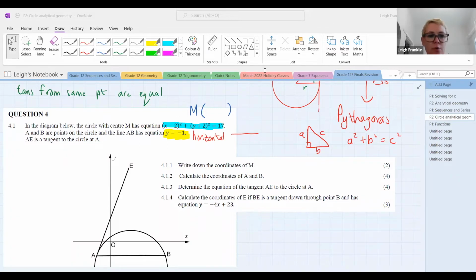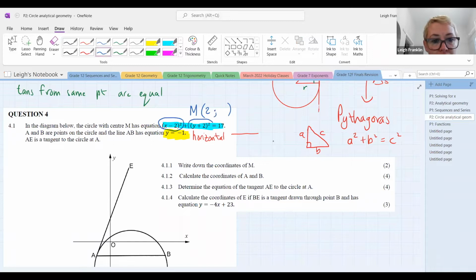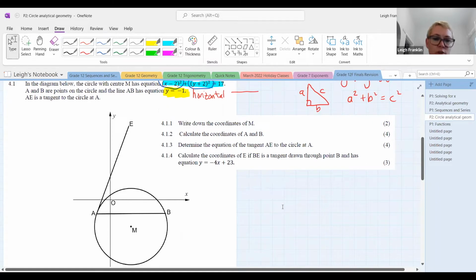Okay, so a lot of you are writing 2 and 2. Some people not so sure about which one should be positive and which one should be negative. They both have to change sign. So this one over here is going to become positive 2. This one over here is going to become negative 2. So if you said 2 and negative 2, then that is correct. Look at where the center of the circle is. In which quadrant is it?